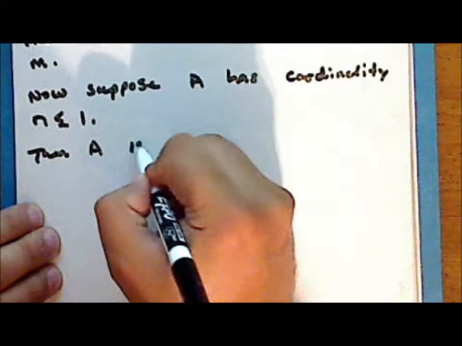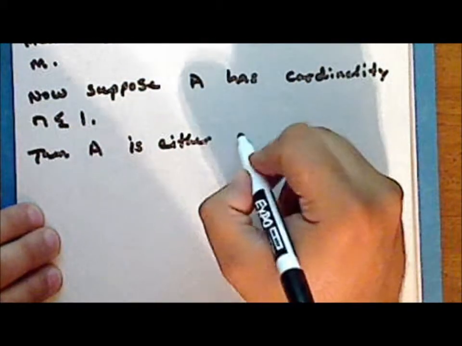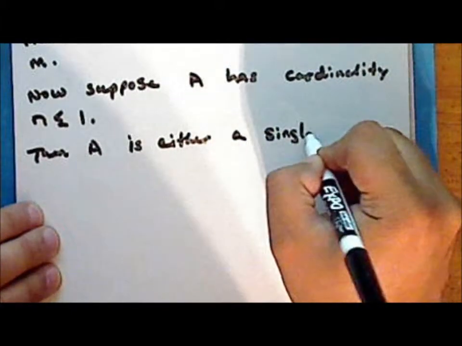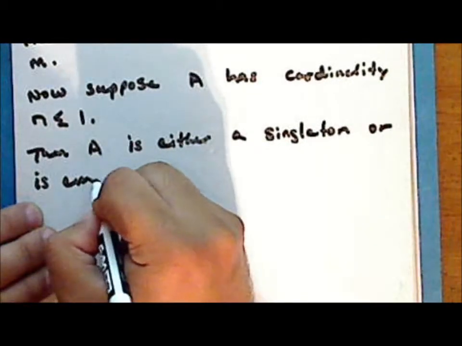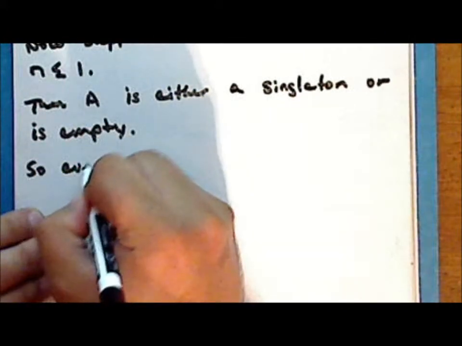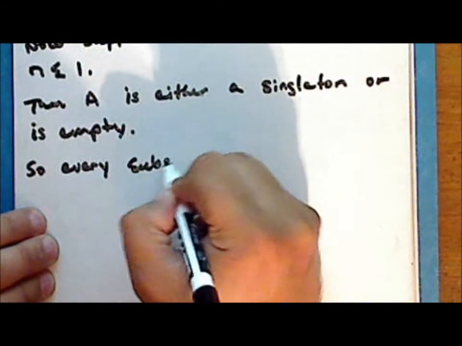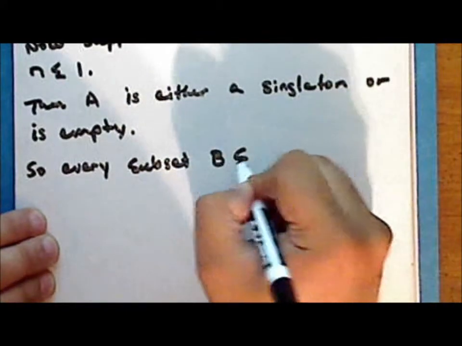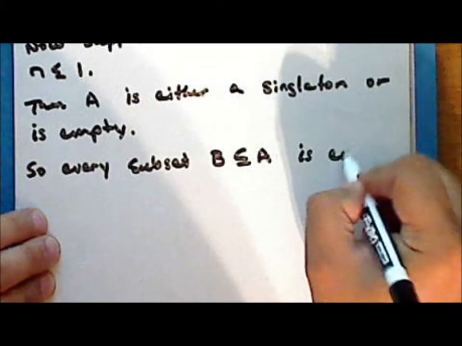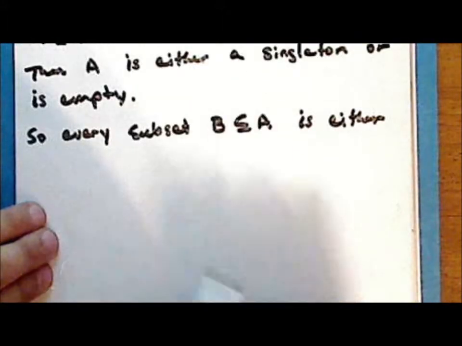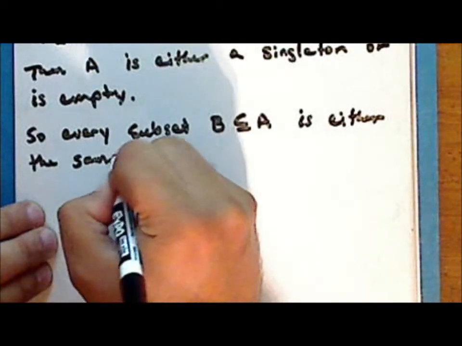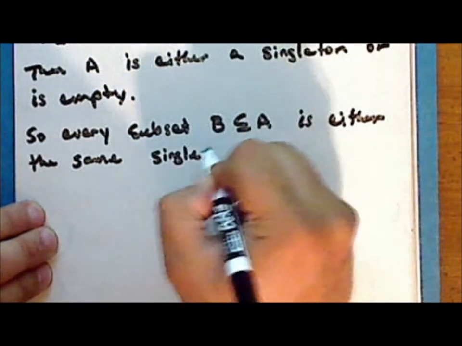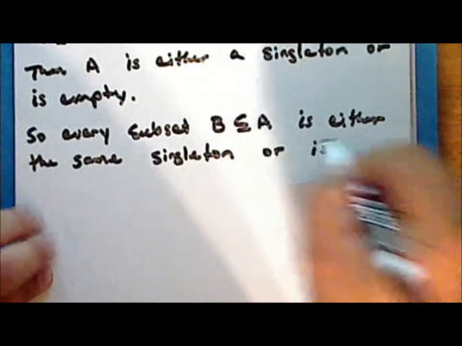Then the set A is either a singleton or is empty. So every subset B of the set A is either the same singleton or is empty.